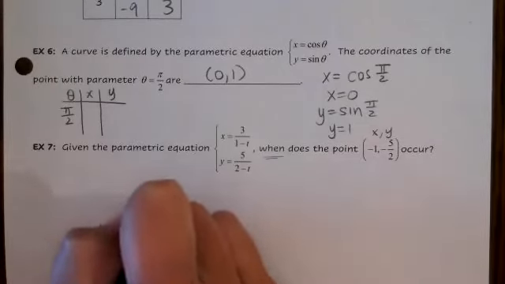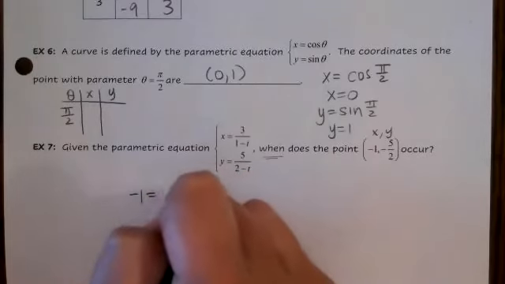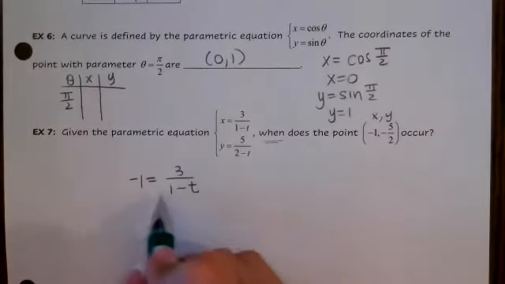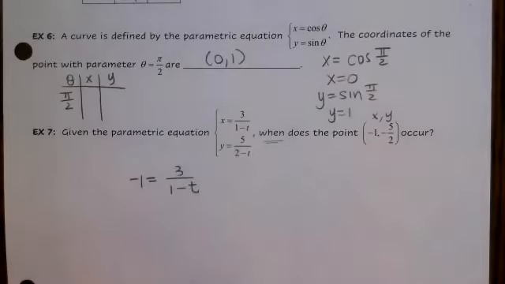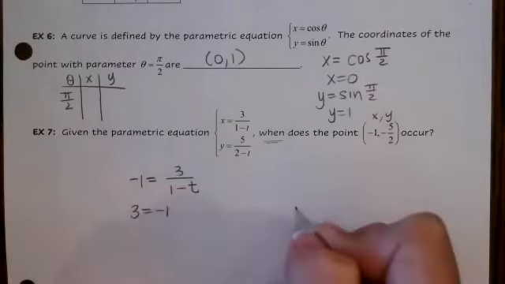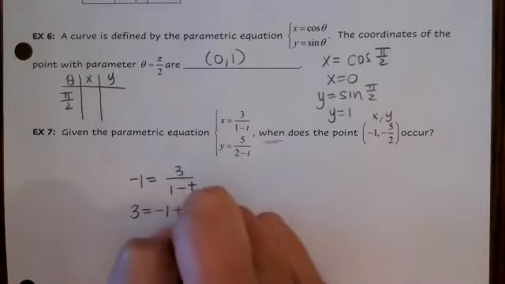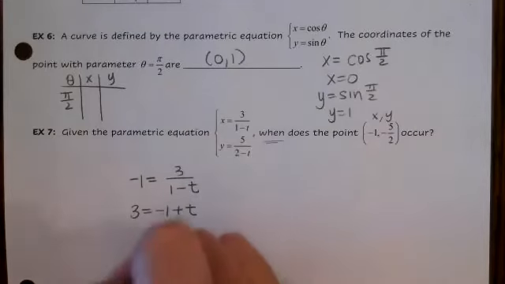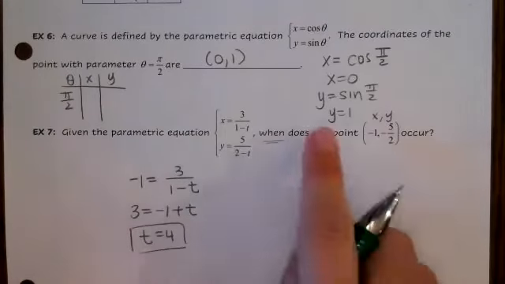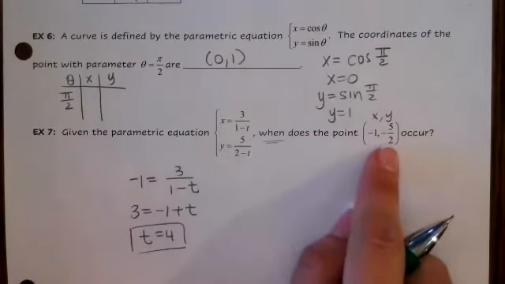So I can get -1 is equal to 3 over 1 minus t. If you remember with rationals, to solve this, I would cross multiply. So I get 3 is equal to -1 plus t. I add the 1 and I get t is equal to 4. So when t is 4, that's when we're going to get this ordered pair.